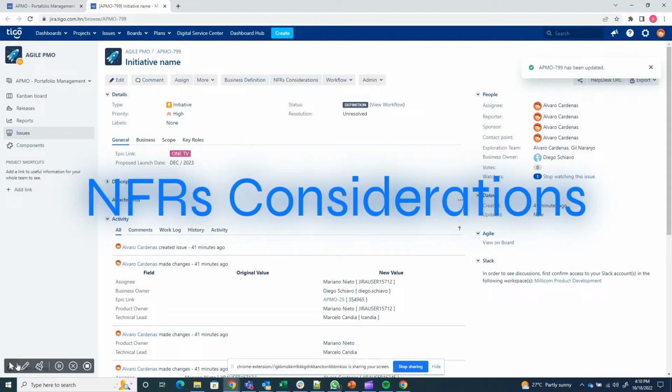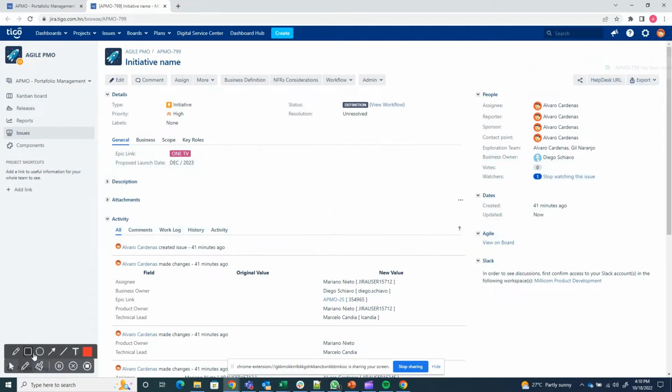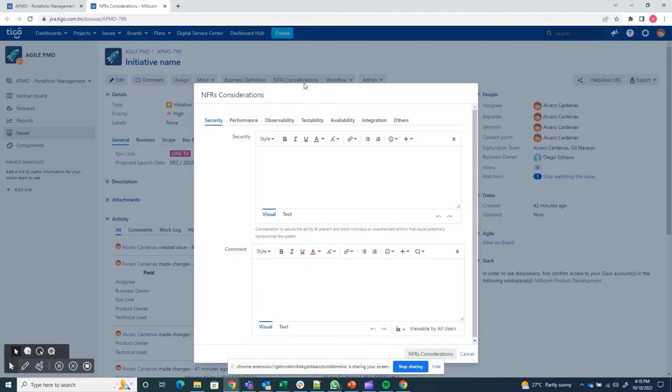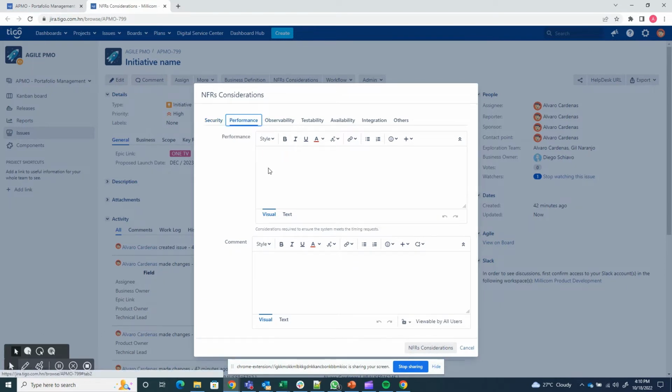NFR considerations. Considerations for Non-Functional Requirements, NFRs, is the section associated with software quality attributes identified during the exploration and to be considered during the implementation. Security considerations include the ability to detect and prevent malicious or unauthorized actions that could compromise the system. Performance considerations are required to ensure the system meets the timing requests.